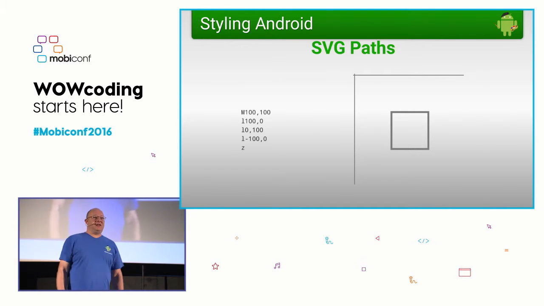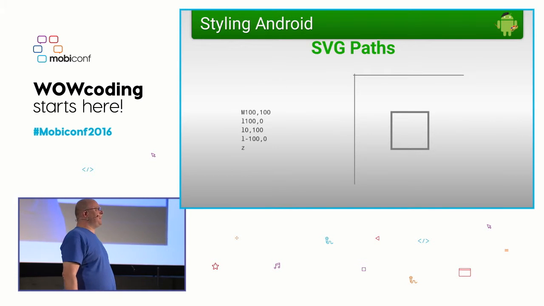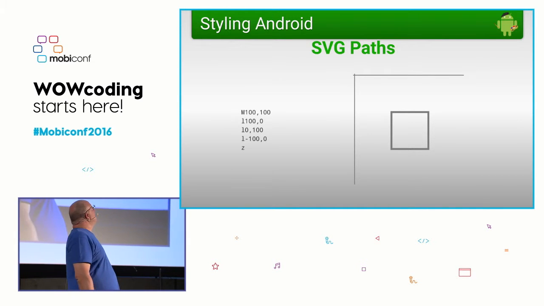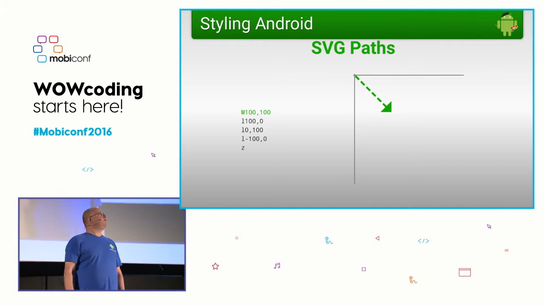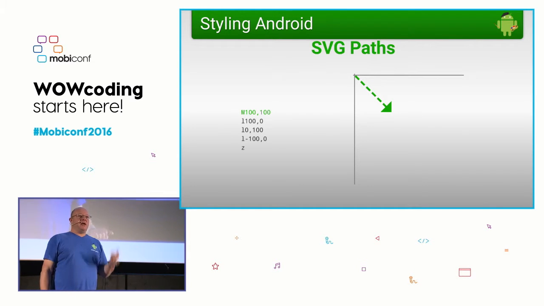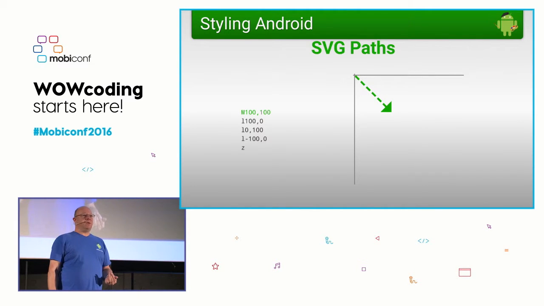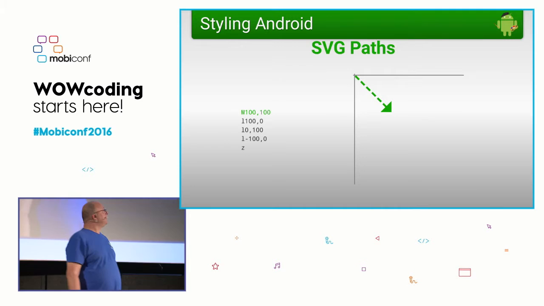Now, initially, this looks a little scary, but it's not really, because you can break it down into component parts, and it's all really quite understandable. So the first command, M100, 100. M means move to. What that is doing is moving the current position without drawing anything. So the arrow shows where we're moving with respect to the origin.